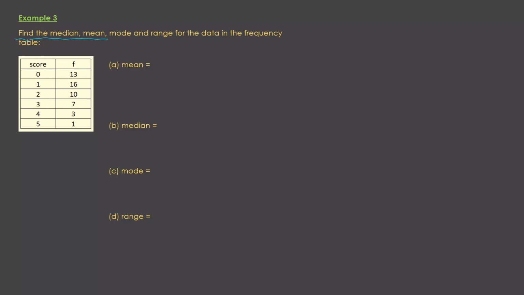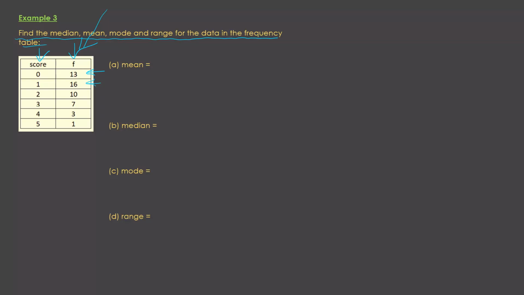Find the median, mean, mode, and range for the data in the frequency table. So we see the frequency table here. The scores are the actual data values. The frequencies just tell us how many of each we have. So there were 13 scores of 0 and 16 scores of 1.